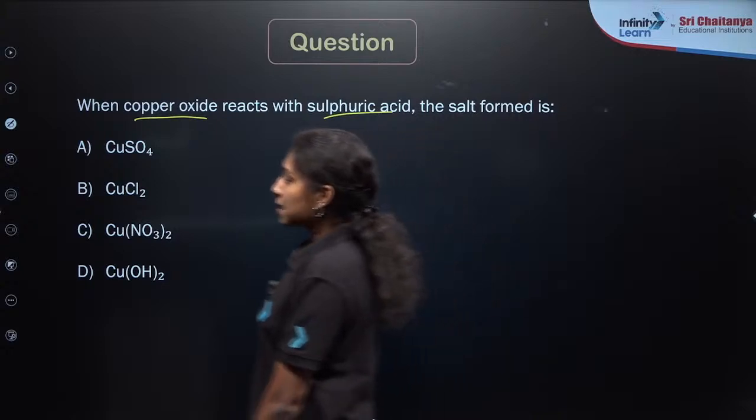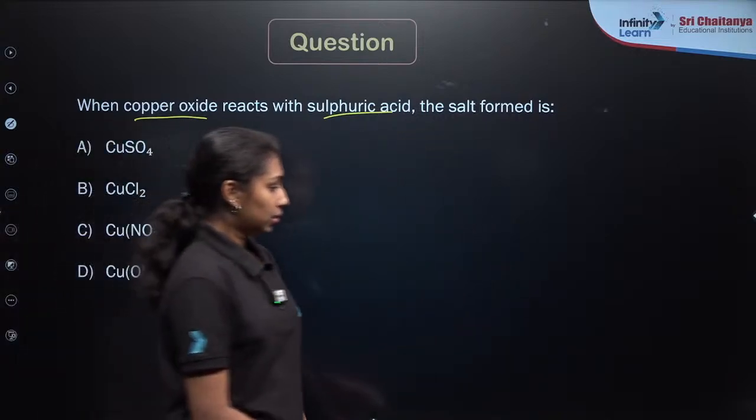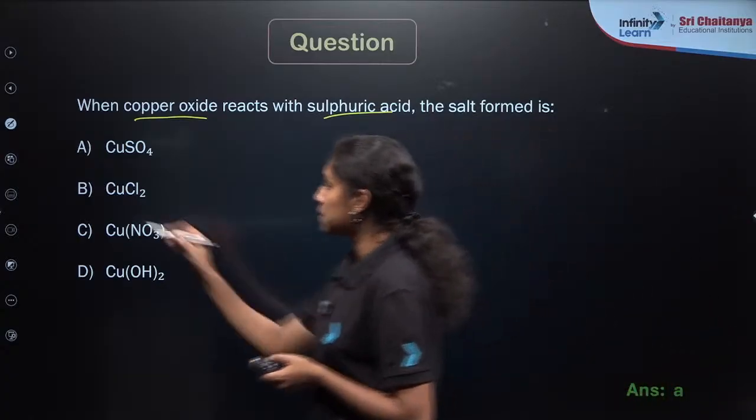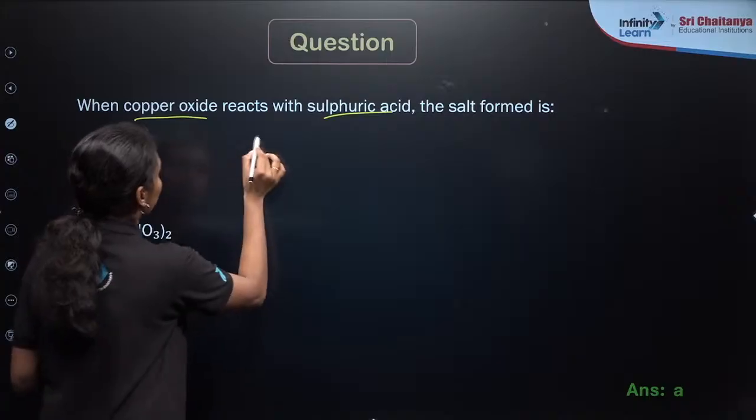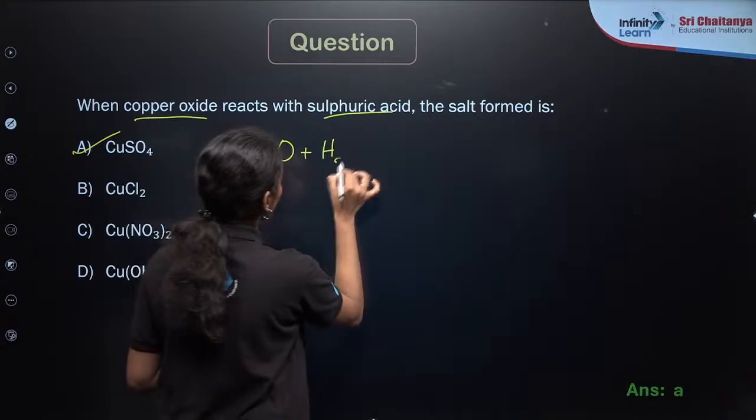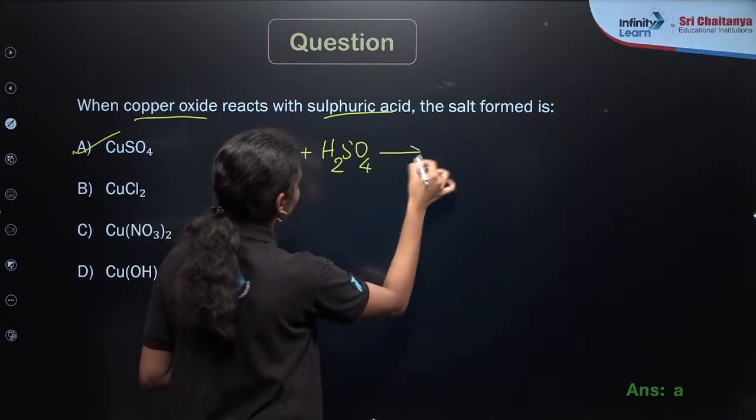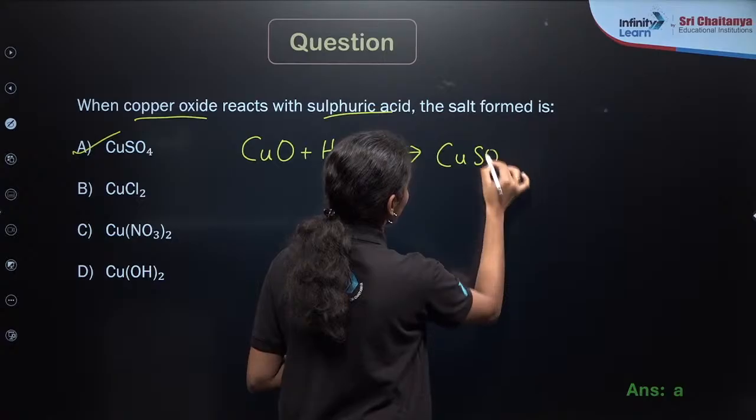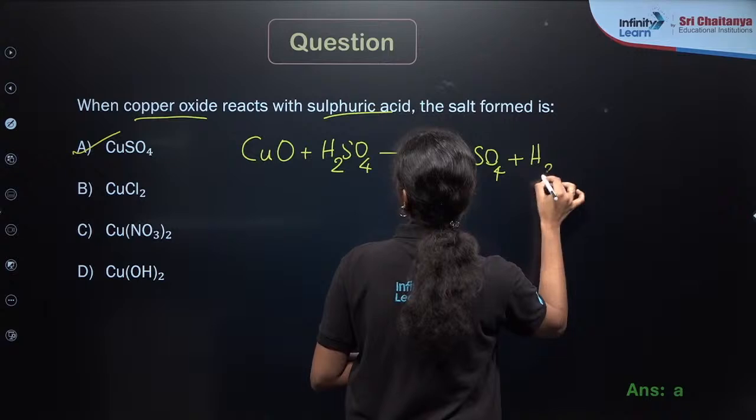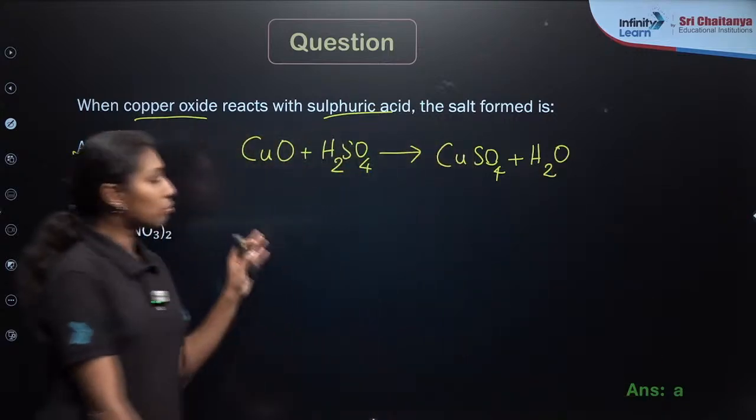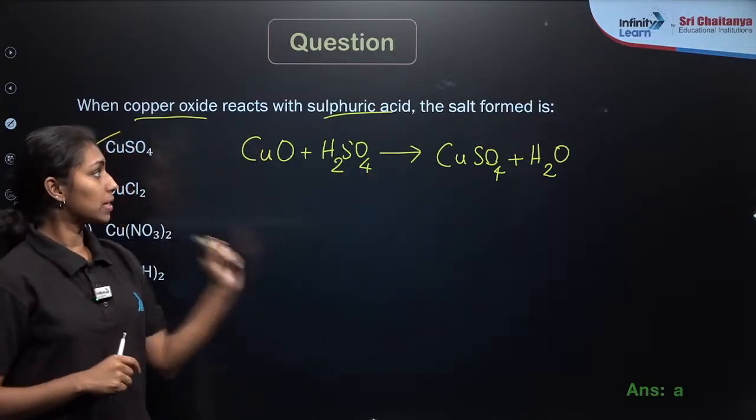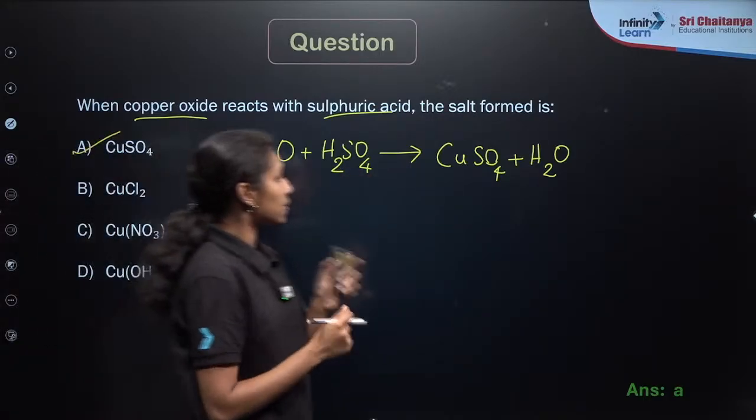Yes, most of you are giving me the answer as option A. Let us see what is the answer. Yes, option A is the correct answer, that is copper sulfate. This is the copper oxide, right? Clear? So this will be the reaction of copper oxide. This is a metal oxide reacting with the sulphuric acid to form the corresponding salt, that is copper sulfate plus water. So option A will be our correct answer.